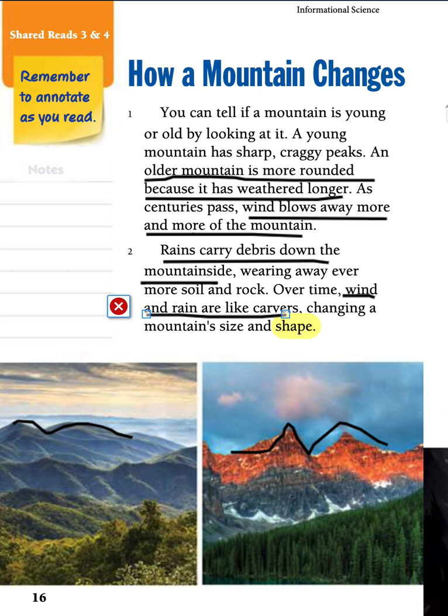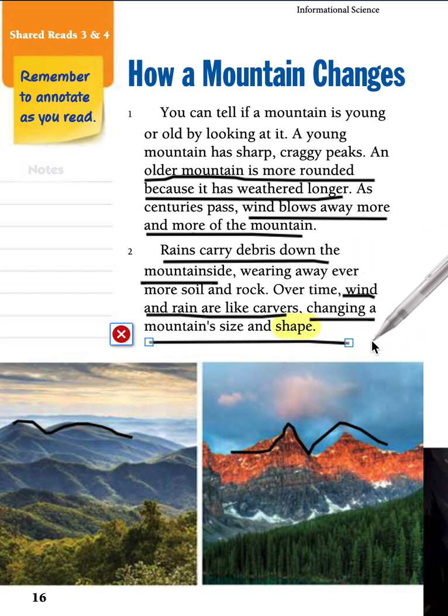I do want to look at a couple of things here. One thing is cause and effect. We've talked a little bit about this, but we have in paragraph 2, the effect is that the mountain's size and shape changes, and the cause is that wind and rain are carving it out, right? So wind and rain, the cause, change a mountain's size and shape. That's the effect there. I'd also like for us to look at some words that have ER endings.